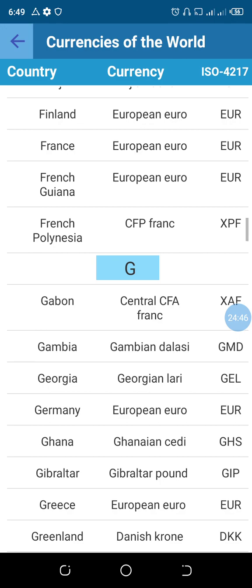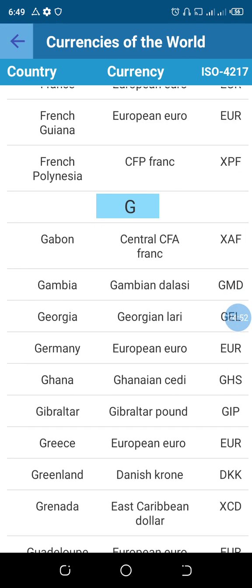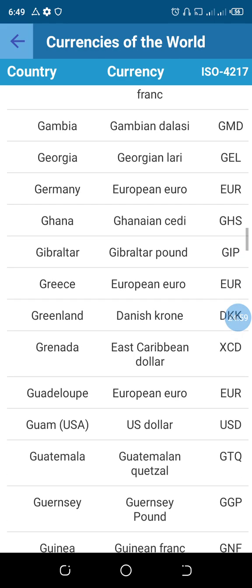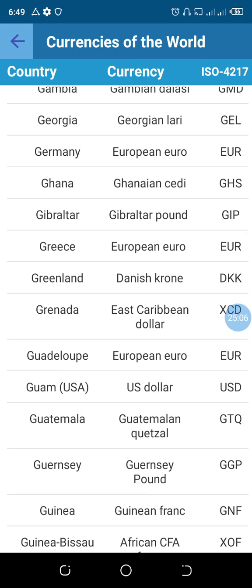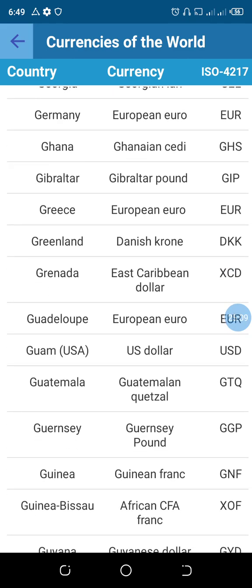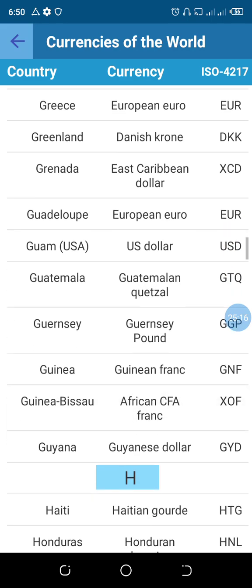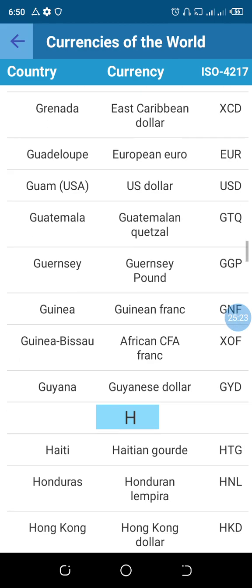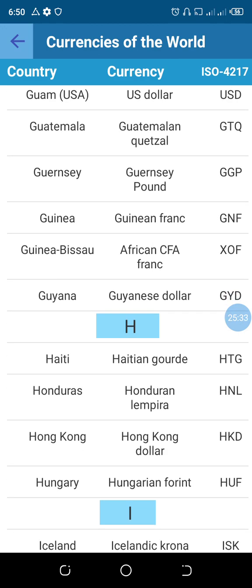FJD, Finland, European Euro, EUR, France, European Euro, EUR, French Guiana, European Euro, EUR, French Polynesia, CFP franc, XPF, Gabon, Central African CFA franc, XAF, Gambia, Gambian Dalasi, GMD, Georgia, Georgian Lari, GEL, Germany, European Euro, EUR, Ghana, Ghanaian Cedi, GHS, Gibraltar Pound, GIP, Greece, European Euro, EUR, Greenland, Danish Krone, DKK, Grenada, East Caribbean dollar, XCD, Guadeloupe, European Euro, EUR, Guam, US dollar, USD.